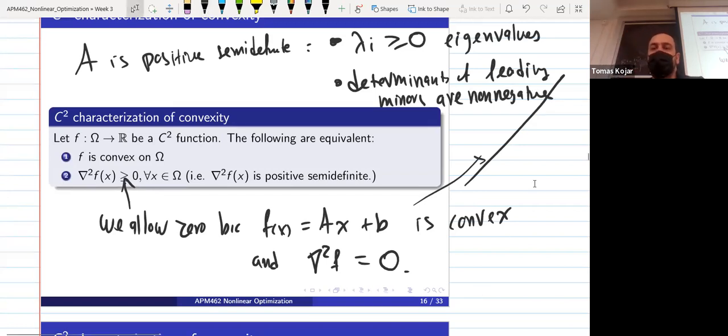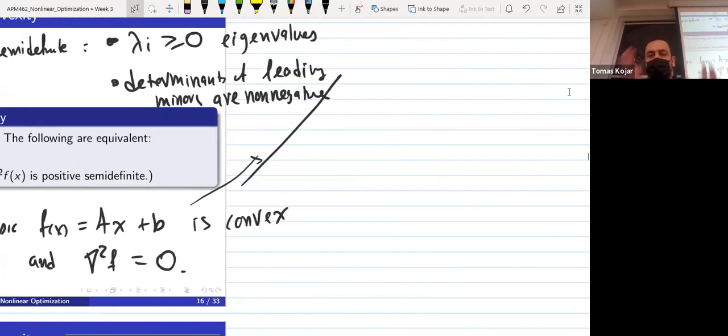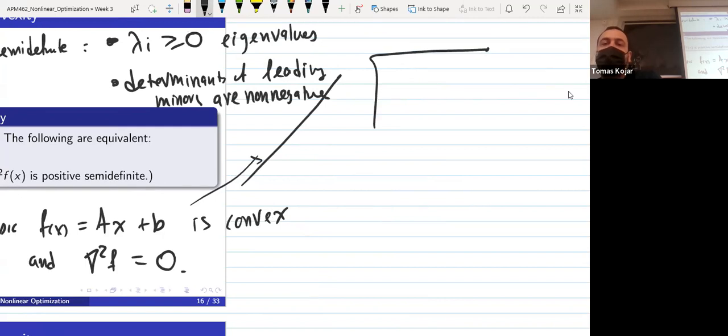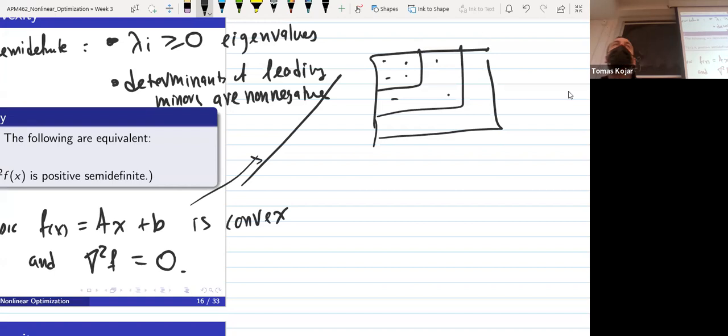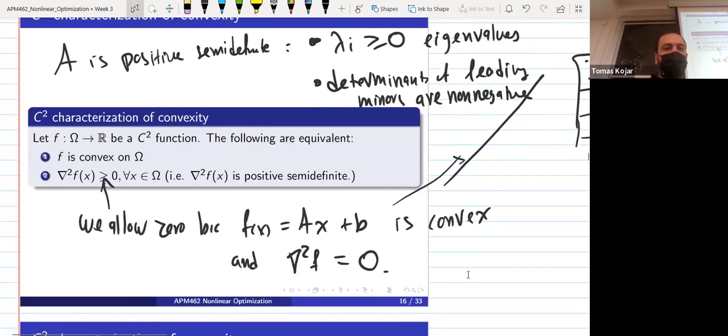And leading minor is you keep adding from the top left. So you go like this. This is 1. That's another one. And it keeps growing, okay? Remember? All right. Please review it. We talked about it. Okay, good. All right, so that's positive semi-definite.